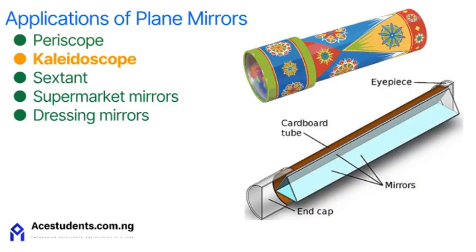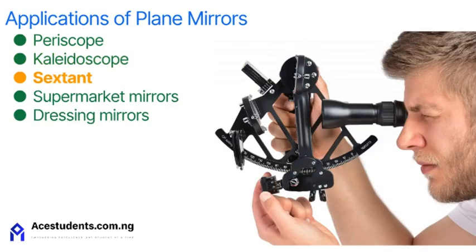A kaleidoscope uses two inclined mirrors and colored paper to form symmetrical, circular patterns. Shaking the tube creates new designs. A sextant is used to measure the angular distance between two objects. It relies on a fixed and a movable mirror to combine images of both objects.